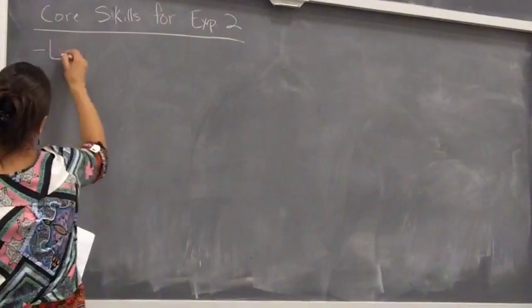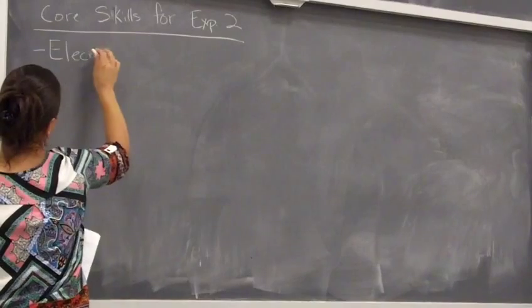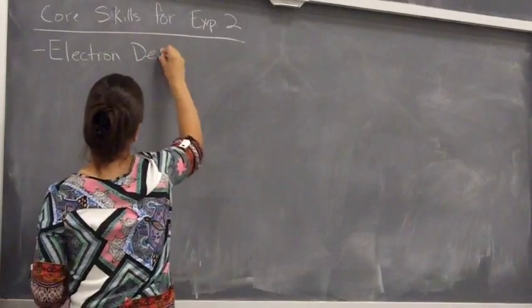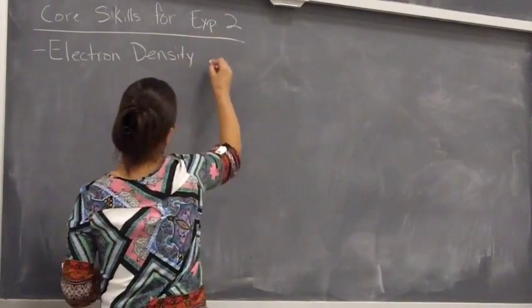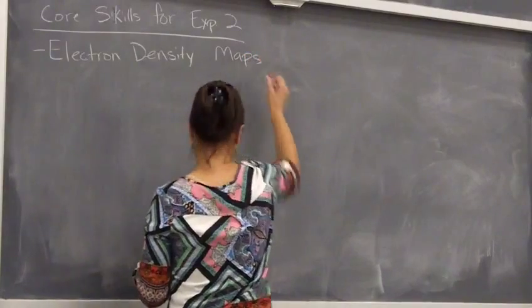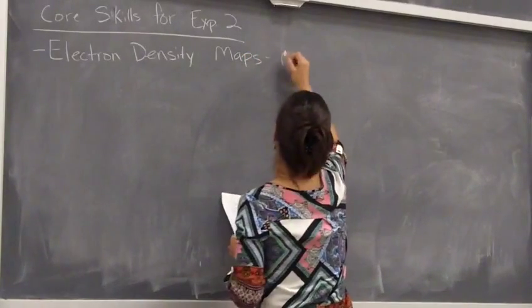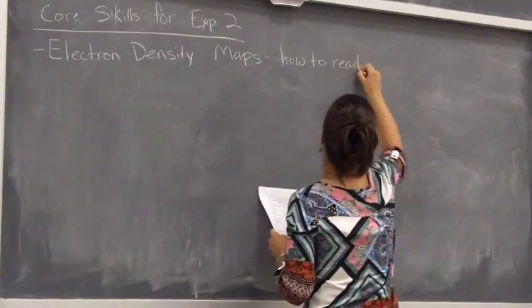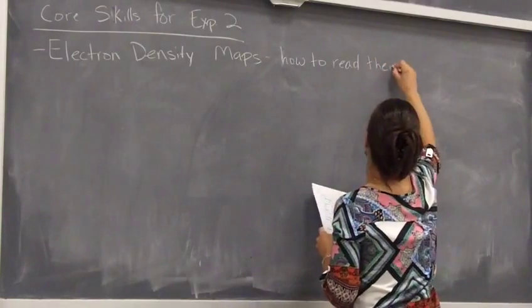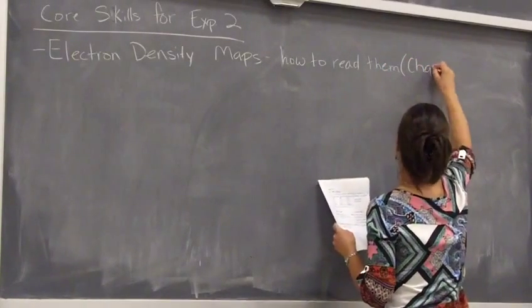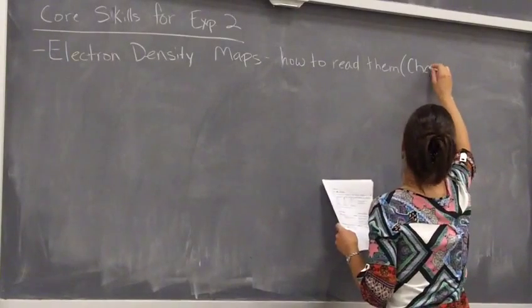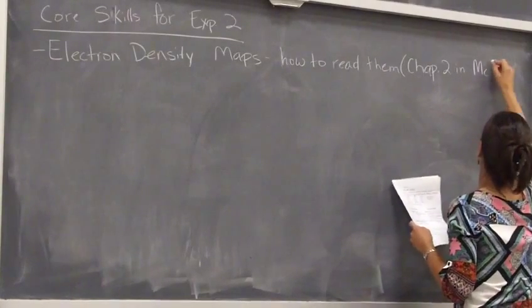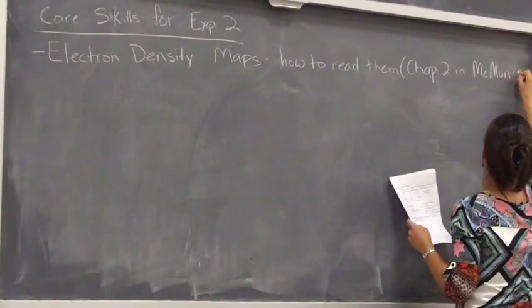So first of all, we need to understand how to read electron density maps. In McMurray, look at chapter 2 so you understand what the colors mean when you're looking at an electron density map. And look at examples for different compounds.